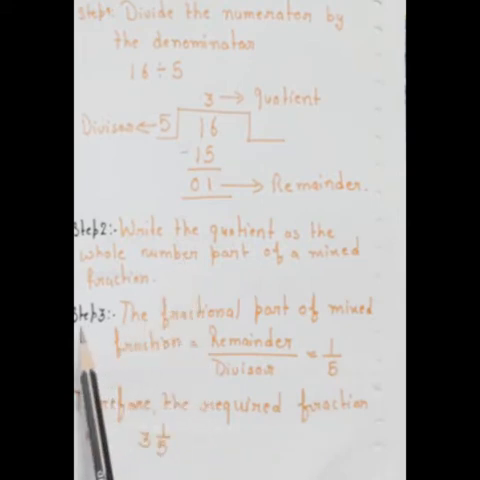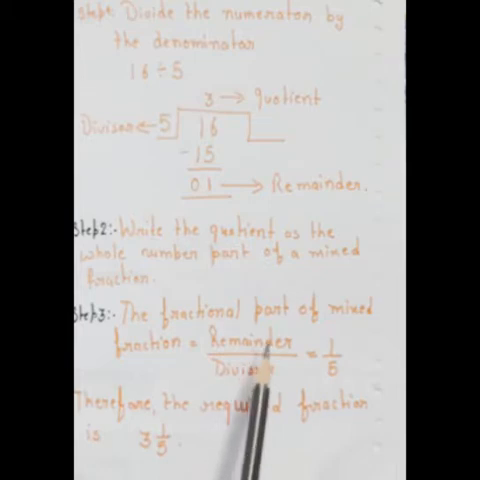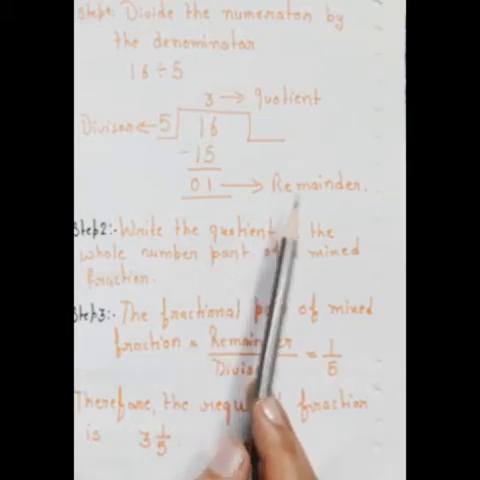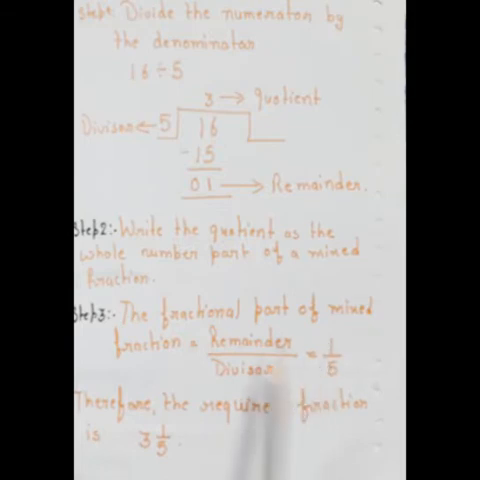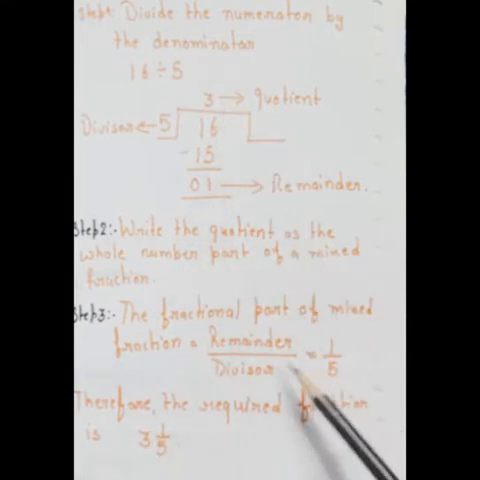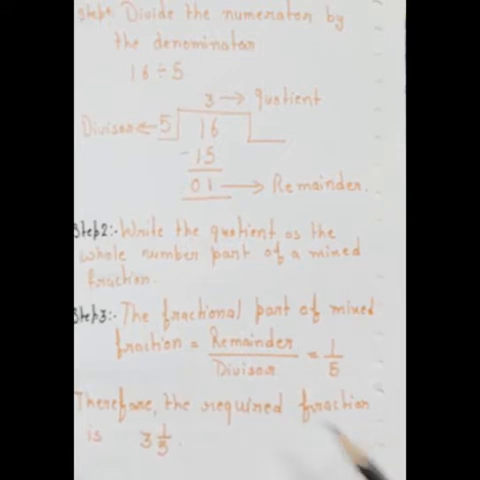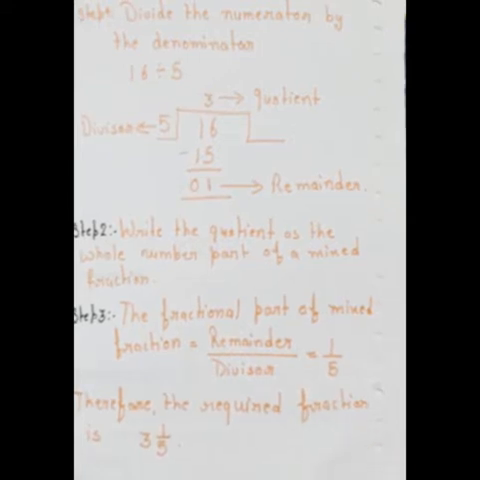Okay. And your third step is the fractional part of a mixed fraction is equal to remainder upon divisor. So what is your remainder? 1. So I have written 1 over here. What is your divisor? 5. So I have written 5 over here. So therefore the required fraction is 3 whole 1 upon 5. This quotient becomes your whole number part and this remainder upon divisor becomes your fractional part. We are going to do one example based on it.